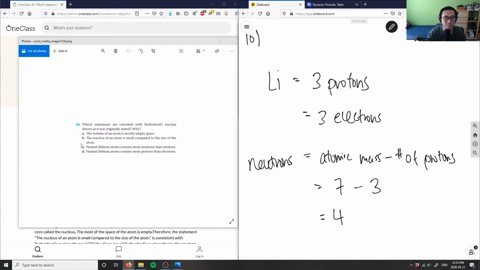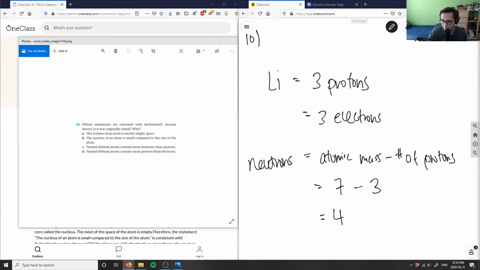So if B, we know that B and D are false, so we're just looking at A and D here. Both these statements are true, but which one is actually consistent with Rutherford's nuclear theory as it was originally stated? So what we want to do is figure out what Rutherford's nuclear theory is. We want to say this is kind of the gold foil experiment.